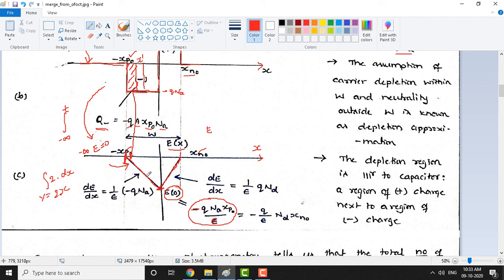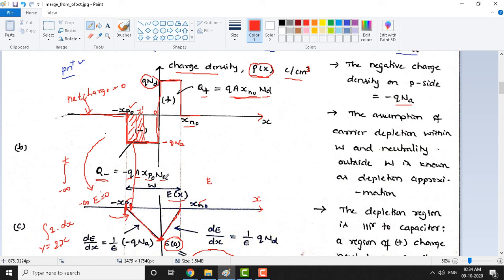Negative is because the electric field is taken from n to p, which is negative in this case. So if you slowly expand this into the complete p region here, the linear function also keeps increasing. Now let us say we have taken this complete area. If you are integrating from minus infinity to this point, you get the maximum electric field here.